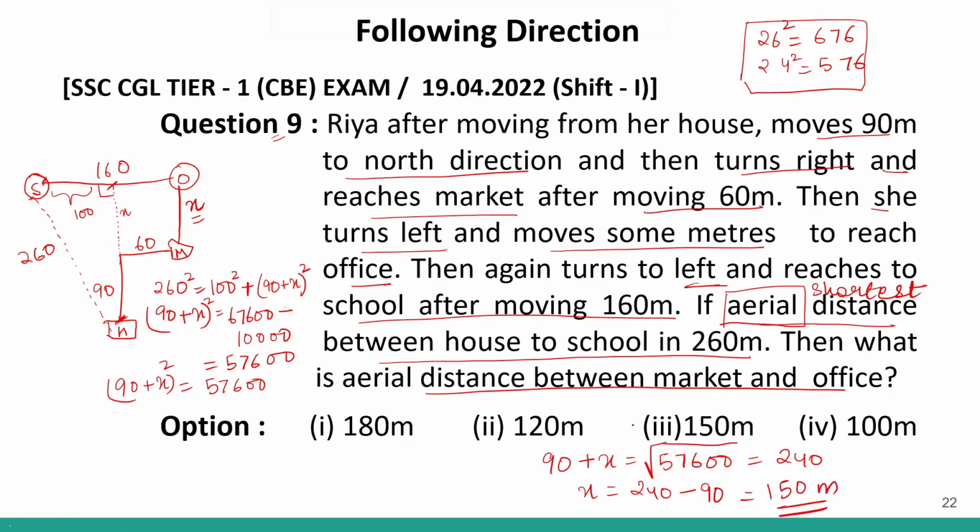So our answer will be option number 3, 150 meter. So the value of x is 150 meter, and x is the shortest distance between the market and the office.